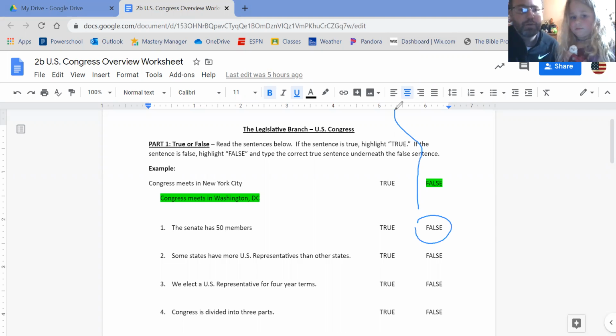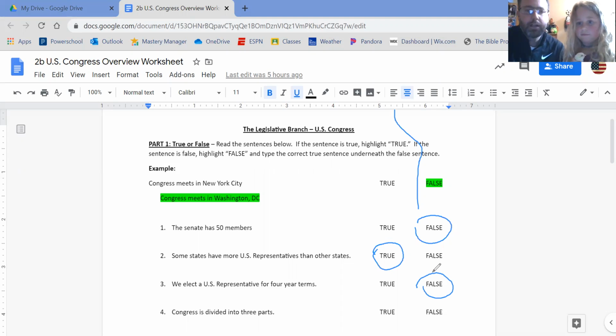All right, number two, some states have more U.S. representatives than others. That's true. Number three, when we elect a U.S. representative, it's for 4-year terms. That would be false. We elect U.S. representatives for how many year terms? 2-year terms. Good job.